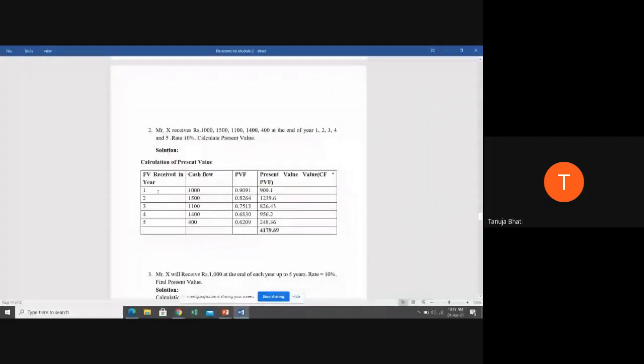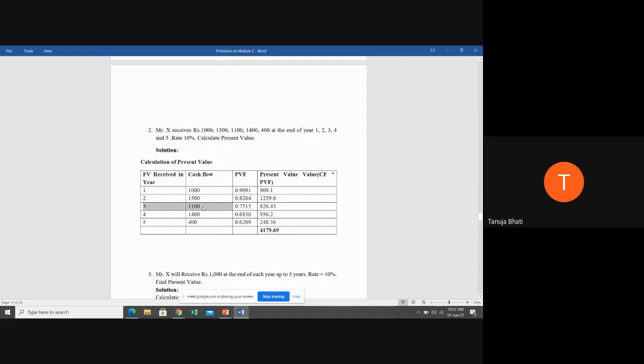Individually for each year we have to solve it. So present value of this particular 1 year. See students, after 1 year I'm receiving 1,000. Means what is the present value of that 1,000? Individually first we are solving. So it is cash flow into this present value factor, which gives 909.1. Then after second year, if I'm going to receive 1,500, what is the value of 1,500 today if I'm receiving it after 2 years? So individually first you're going to solve it for the second year.